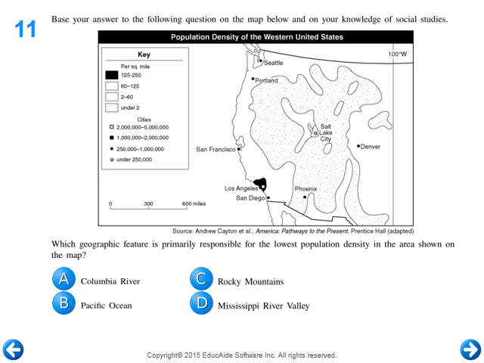So what is this? If we know the map, it's not the Columbia River. People generally live close to rivers. It's not the Mississippi River Valley because the Mississippi River is not even shown. In the Pacific Ocean, we actually have a greater population along the Pacific Ocean. It's going to be the Rocky Mountains.